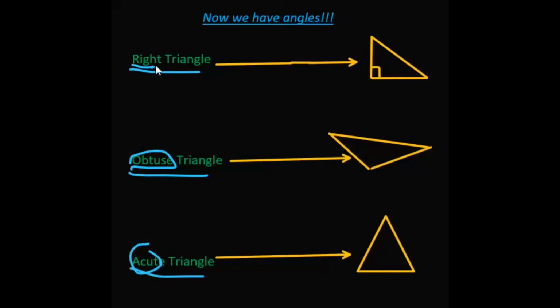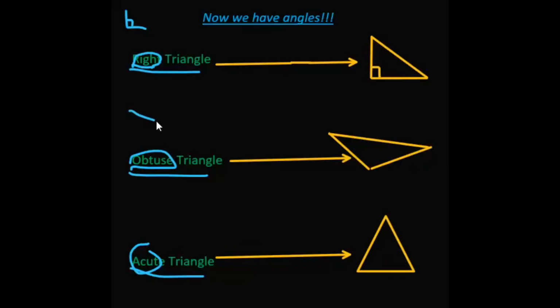Okay, so right means 90 degrees, which is like this, and there will usually be a little square like there is over here. Okay, 90 degrees is exactly like it looks like this. Okay, and an obtuse angle is more than 90 degrees.